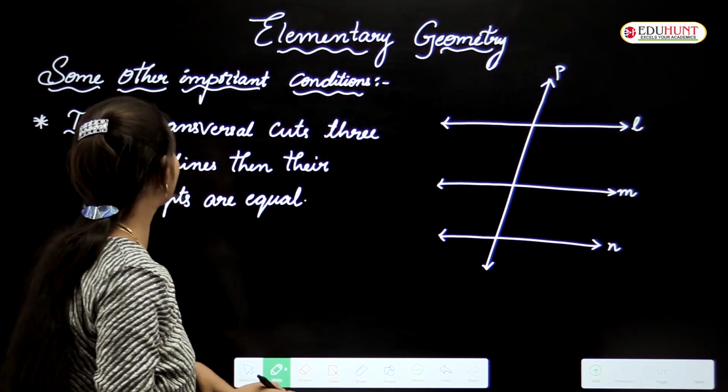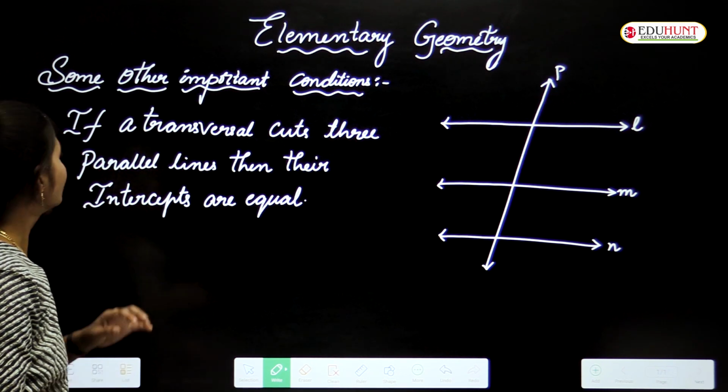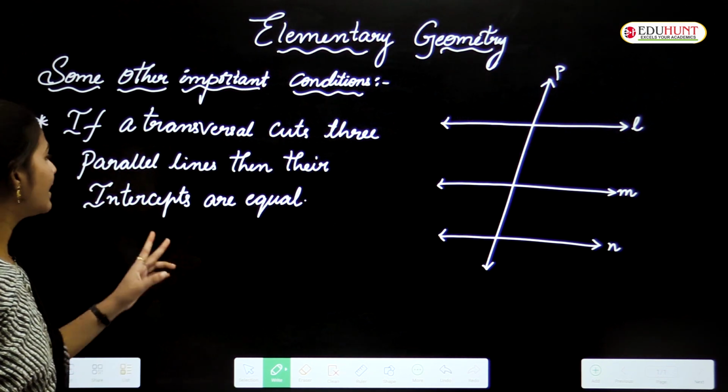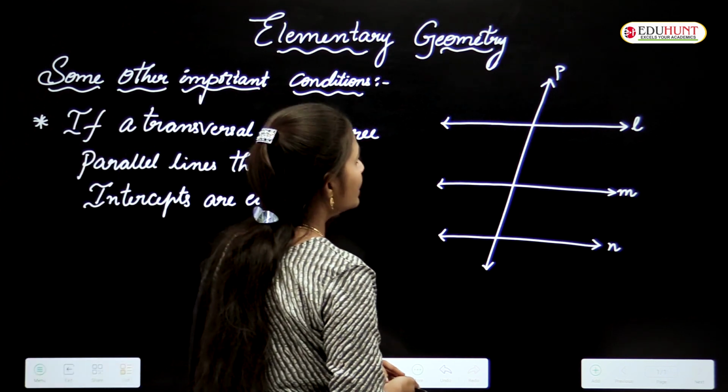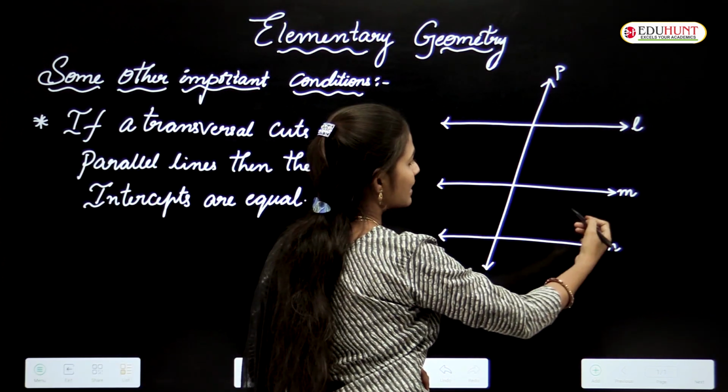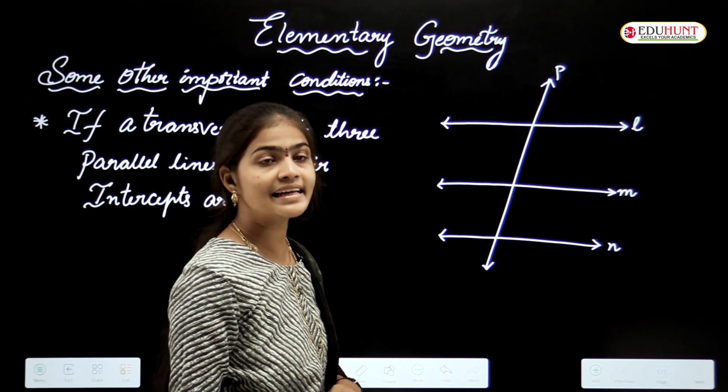Okay, so what is that condition? If a transversal cuts three parallel lines, then their intercepts are equal. So here, if a transversal cuts three parallel lines, then their intercepts are equal.